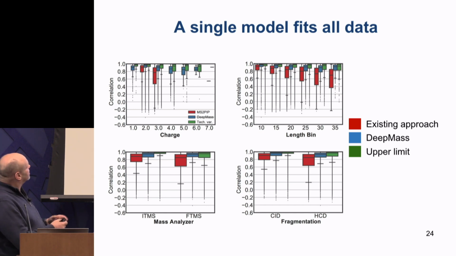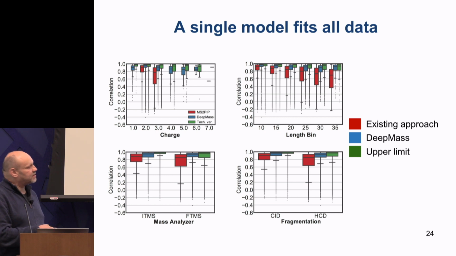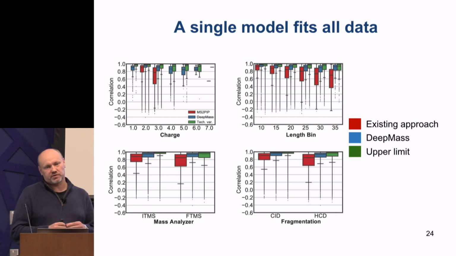You can now look into the data. So if you look at different charges, for each charge you get the same pattern. For example, charge 3 was predicted very badly before with these methods, and that's actually not the case anymore. Over all the length bins, mass analyzers, and fragmentation types, you see the same order of these three distributions.